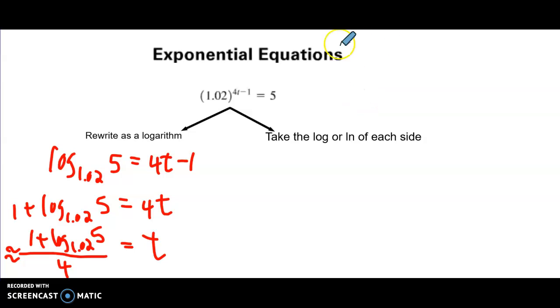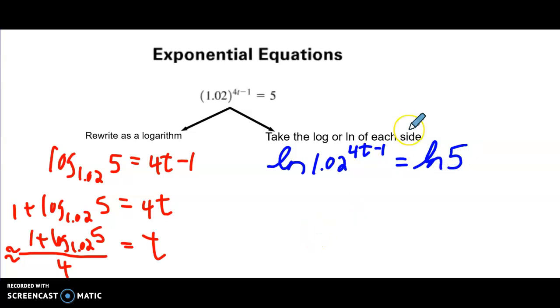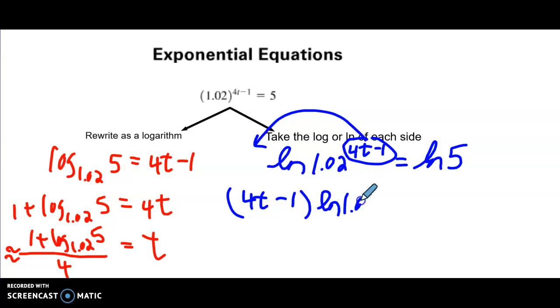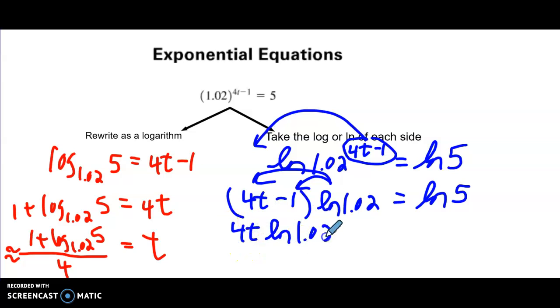The other way to do it is to take the log or natural log of both sides. I'm going to take the natural log. Doesn't matter, they're both on my calculator. The reason we do that is so that we can move this exponent in front. 4t minus 1 times the natural log of 1.02 equals the natural log of 5. Natural log of 1.02 is a number that I'm going to distribute through the parentheses. So I have 4t natural log of 1.02 minus natural log of 1.02 equals natural log of 5.